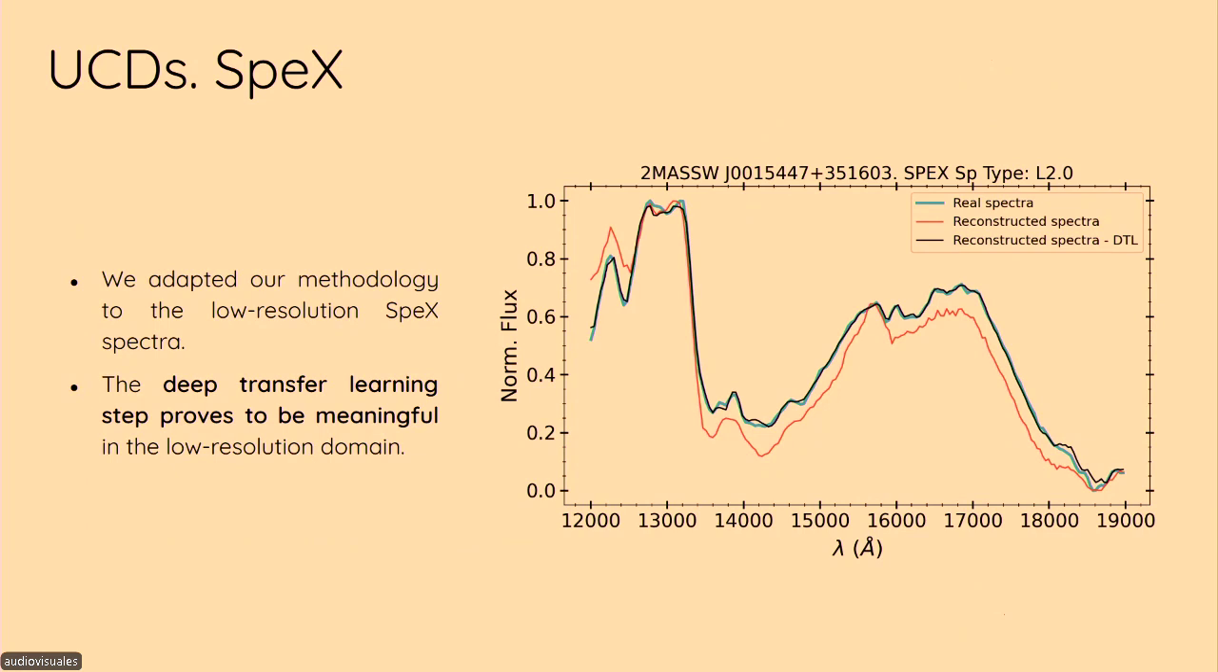And the second thing that we wanted to test and that we saw is that the deep transfer learning step also proves to be meaningful in this low resolution domain. Here you can see a similar plot to the one I showed before. In blue, you can see a real low resolution spectrum for an L2 dwarf. In red, you can see the reconstruction before the deep transfer learning, and in black, you can see the reconstruction after this transference of knowledge. So you can see how it proves to be meaningful. You can see how the reconstruction after this transference of knowledge is way better.